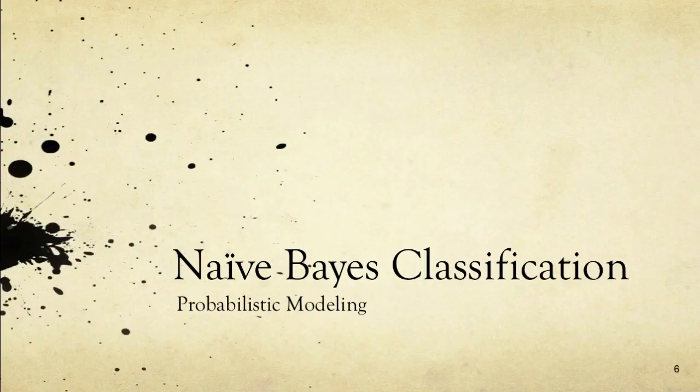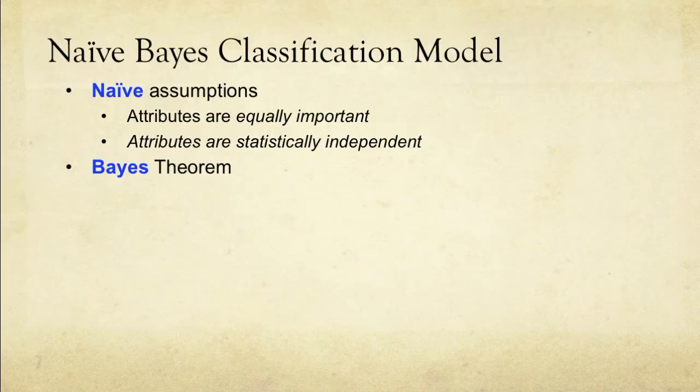So with this preparation, let's now take a look at the naive Bayes classification model. There are two keywords in the name. Naive, because the model has naive assumptions. The second keyword is Bayes, because it takes advantage of the Bayes theorem. So what are the naive assumptions?